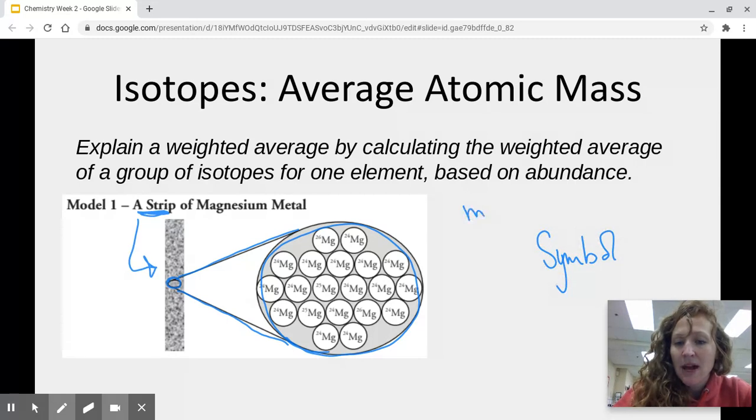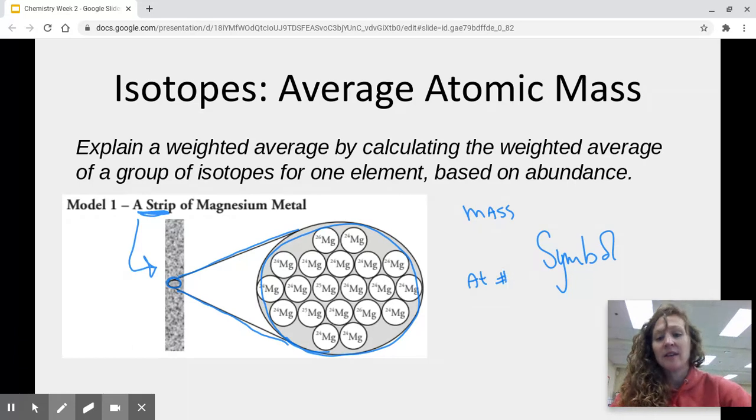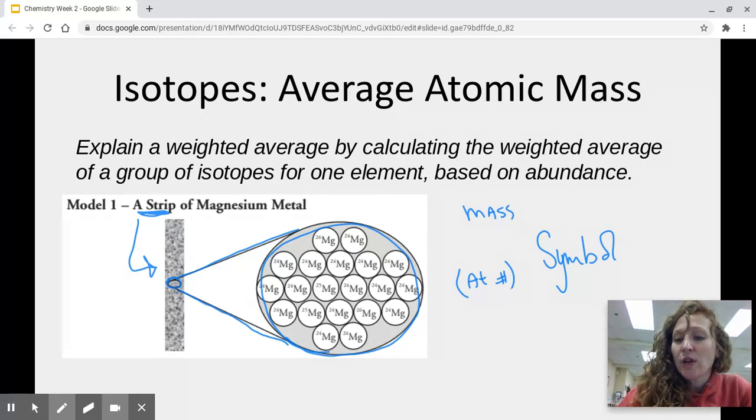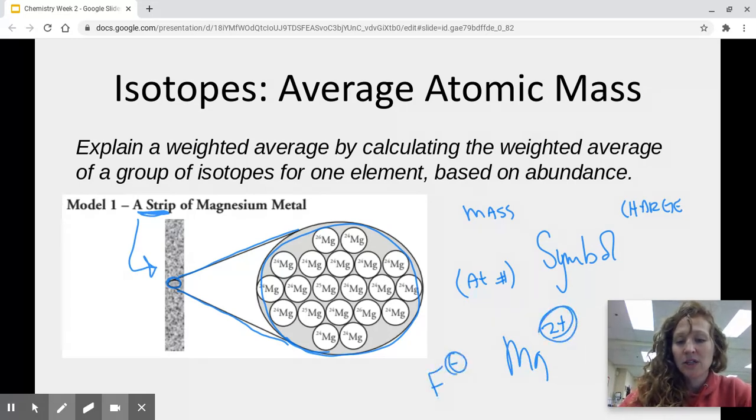You're going to see the mass in the top left corner. You may see the atomic number in the bottom left corner. Sometimes that gets included in the symbol, sometimes it does not. You will also see the charge in the top right corner if it has a charge. So if it has a charge, you'd see like magnesium 2+. You'd see a charge there. Or fluorine minus, you'd see a charge there.